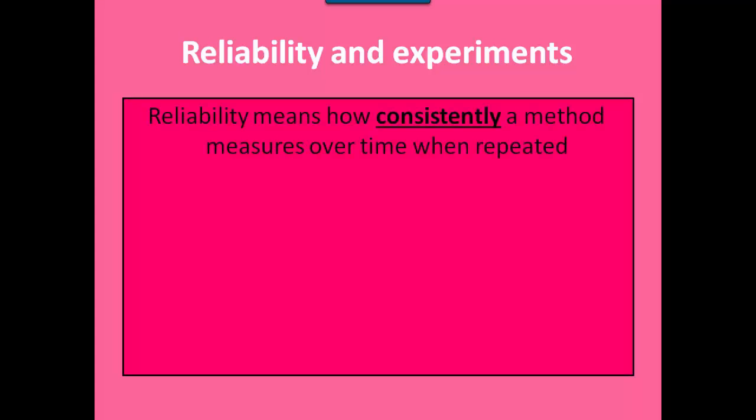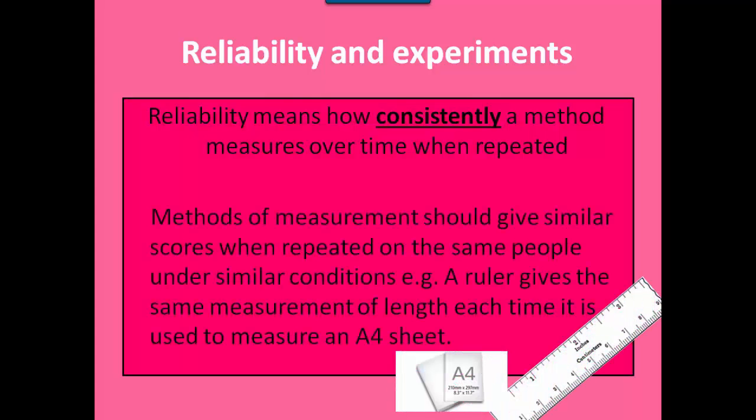Reliability in experiments. Reliability means how consistently a method measures over time when it's repeated. Methods of measurement should give similar scores when repeated on the same people under similar conditions. For example, a ruler gives the same measurement of length each time it's used to measure an A4 sheet.